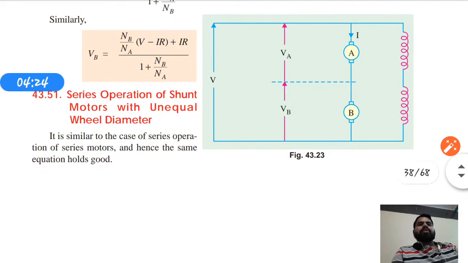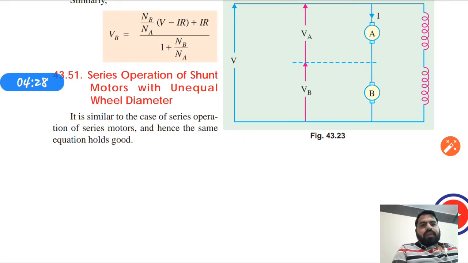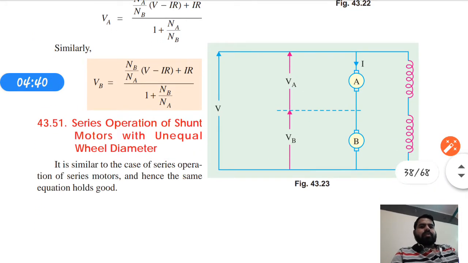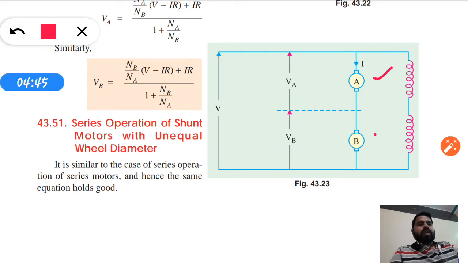Next is the series operation of shunt motor with unequal wheel diameter. It is similar to the case of series operation of series motor, and hence the equation holds good. This is the series operation of the shunt motor. This is the shunt motor A and B, and this is the series operation.